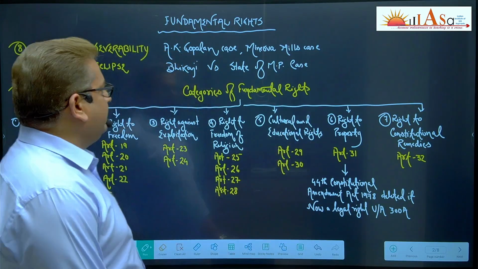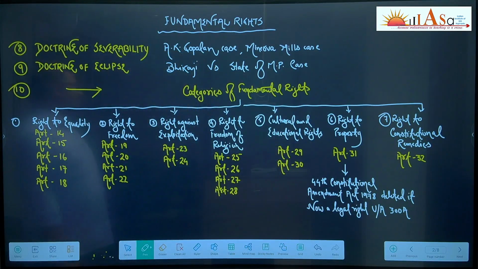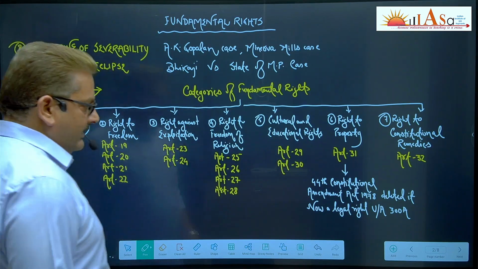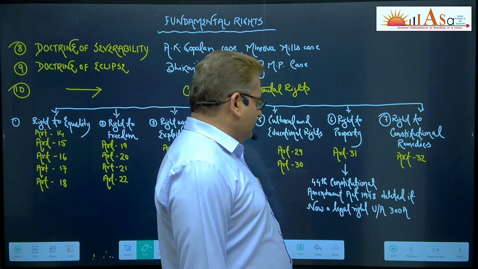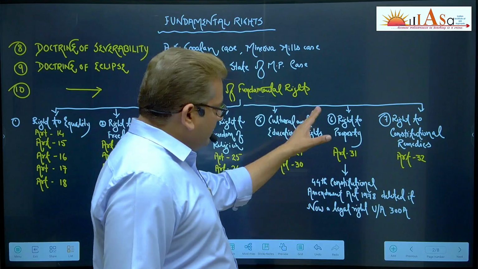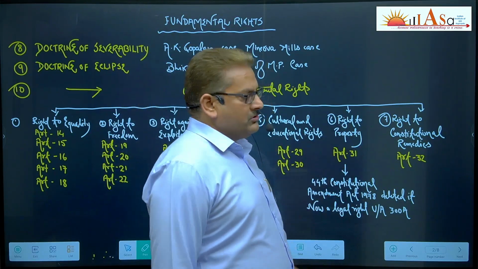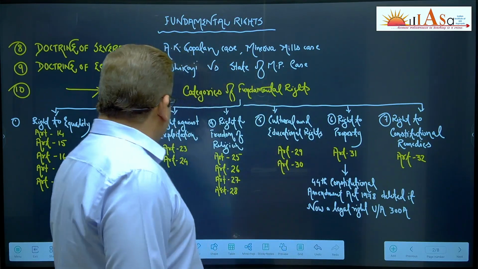So right to property used to be a fundamental right, but it is no more a fundamental right. इसको हम लोग separately discuss करेंगे. इसको 44th constitutional amendment से delete कर दिया गया यहाँ से. It is no more a portion of fundamental right. ये सिर्फ दिखाने के लिए था.